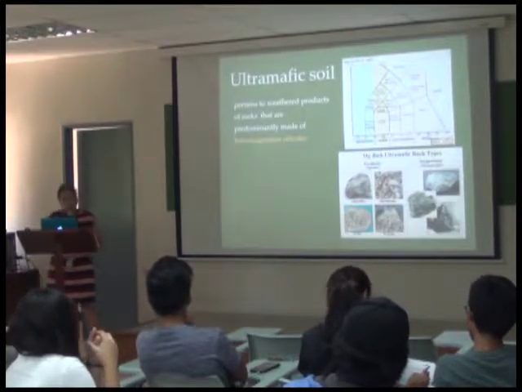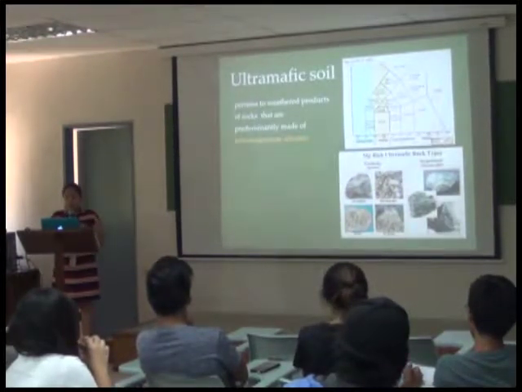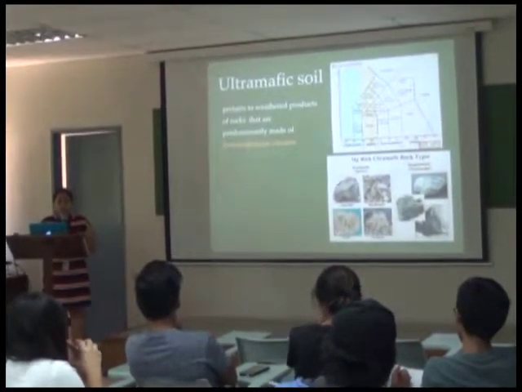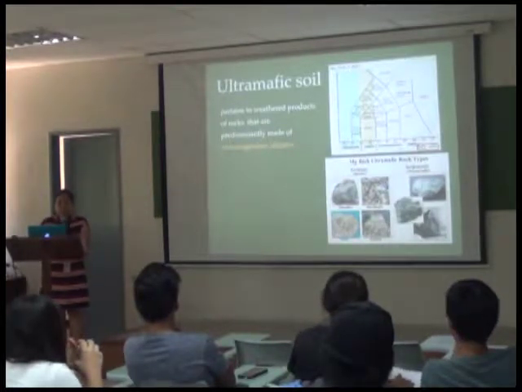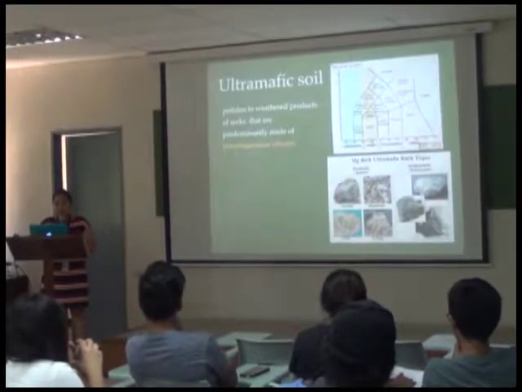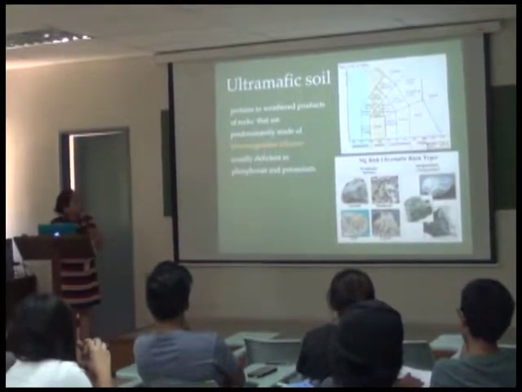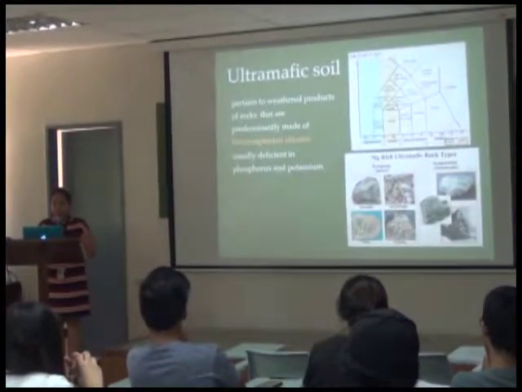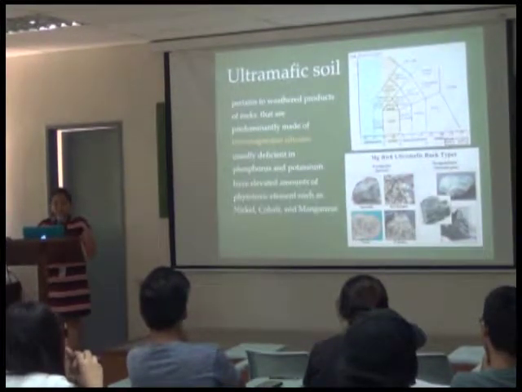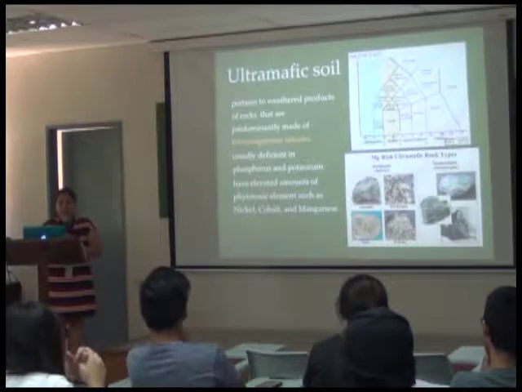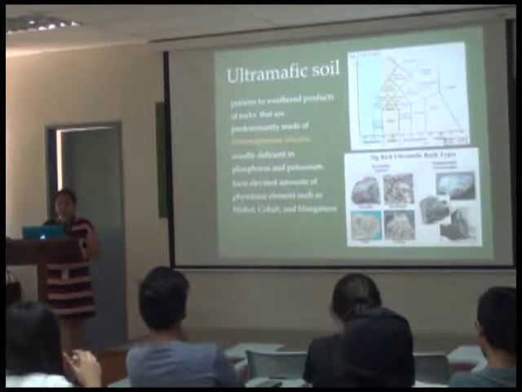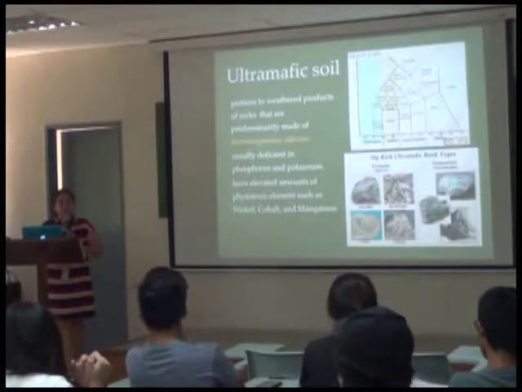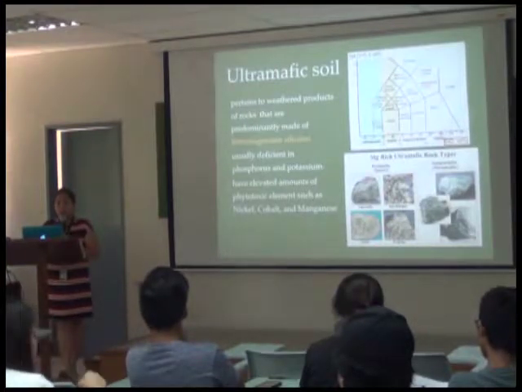When we say ultramafic soil, it would pertain to weathered products of rocks that are predominantly made up of iron and magnesium silicates. Okay? So ferrous magnesium silicates, and this is the characteristic of these rocks. They are usually deficient in phosphorus and potassium, and of course they have very low silica content, and they have elevated amounts of some phytotoxic elements such as nickel, cobalt, and manganese. So you'll notice in ultramafic forest, the growth of our forest ecosystem is somewhat restricted or limited.